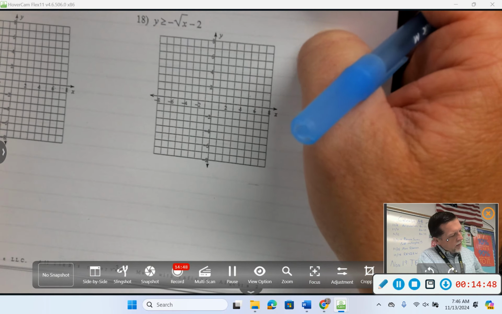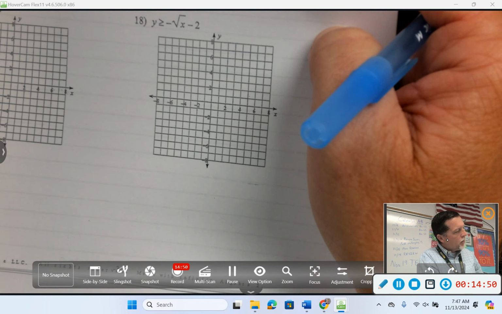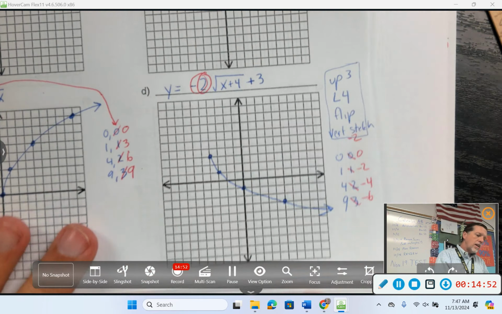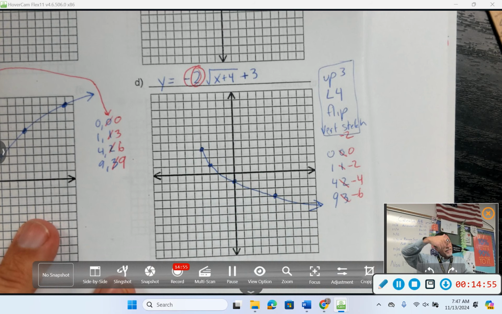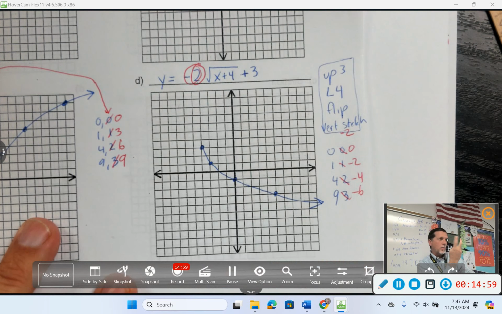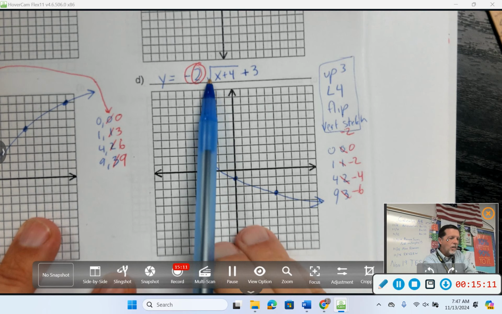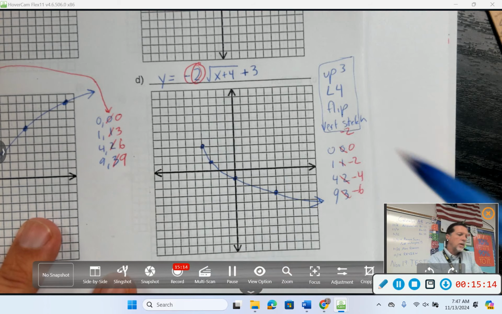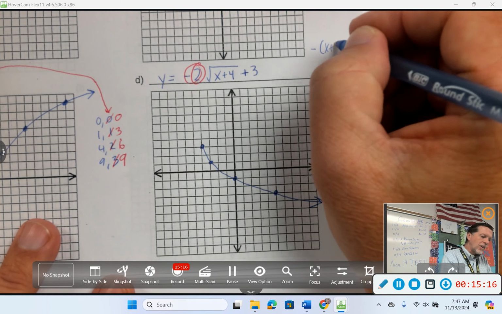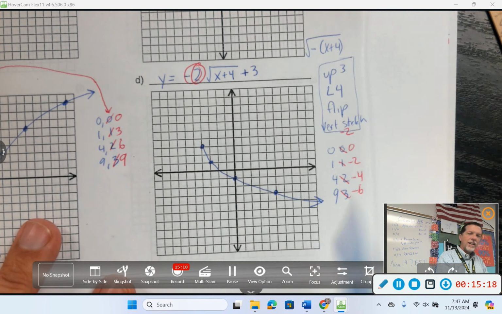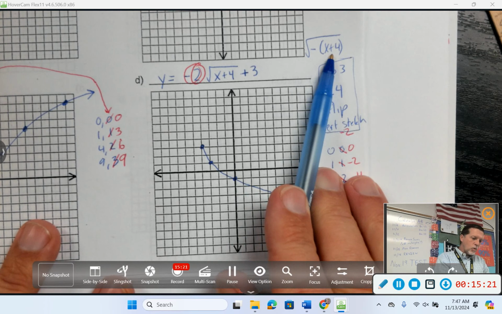What would make it face left? Do you know what would make it face left? We don't have any of those. So a negative out front flipped it up and down. A negative on the x inside would flip it left and right. That's not going to happen for us. It makes it a little harder. They're harder to deal with, so usually we don't do them. But yes, a negative on that x plus 4, but it would have to be negative parentheses x plus 4, like that. That would move it left 4.